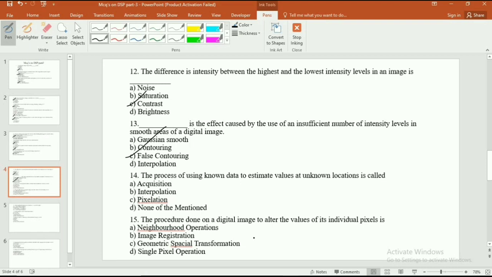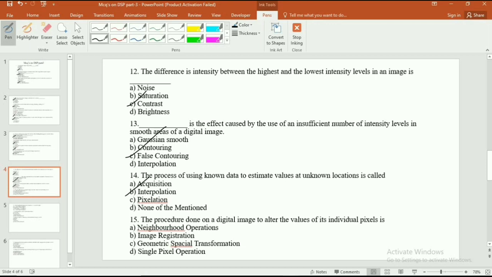Question number 14: the process of using known data to estimate values at unknown locations is called? Options are option A acquisition, option number B interpolation, option number C pixelation, and option number D none of the mentioned. And the correct answer is option number B, interpolation.